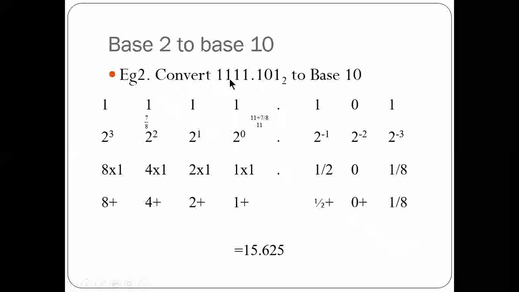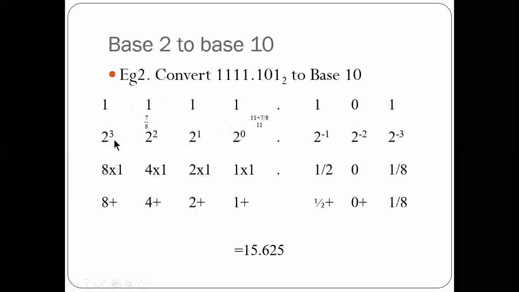Coming to a fractional part, a decimal number with a fractional part, how do you handle it? Don't worry. Divide and conquer. First of all, sort out the integral part alone, then you go to the fractional part alone, just like this. For the integral part, you know the place values start from 0 going up. But for the fractional part, remember, start from negative 1 going up.